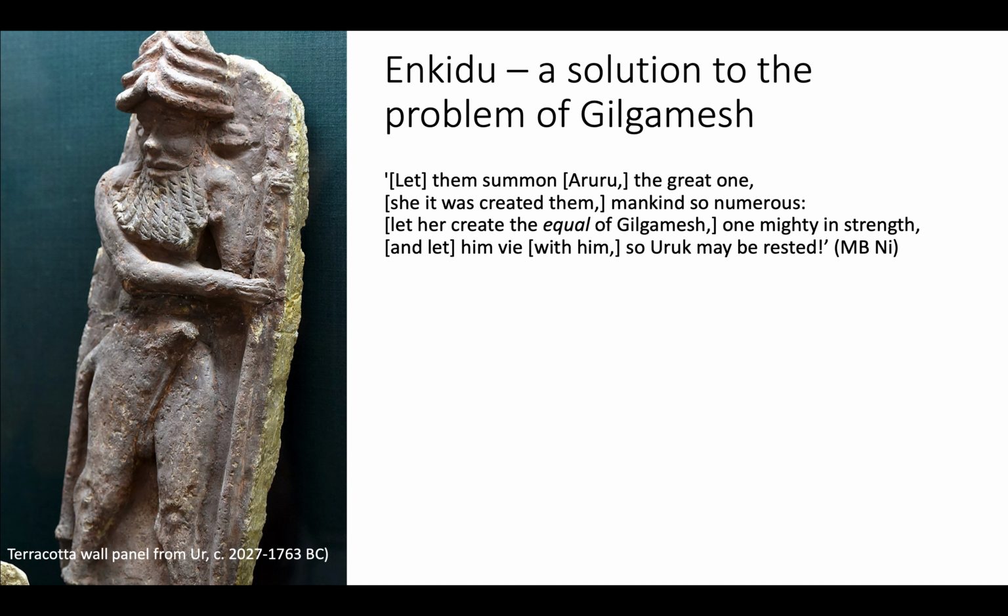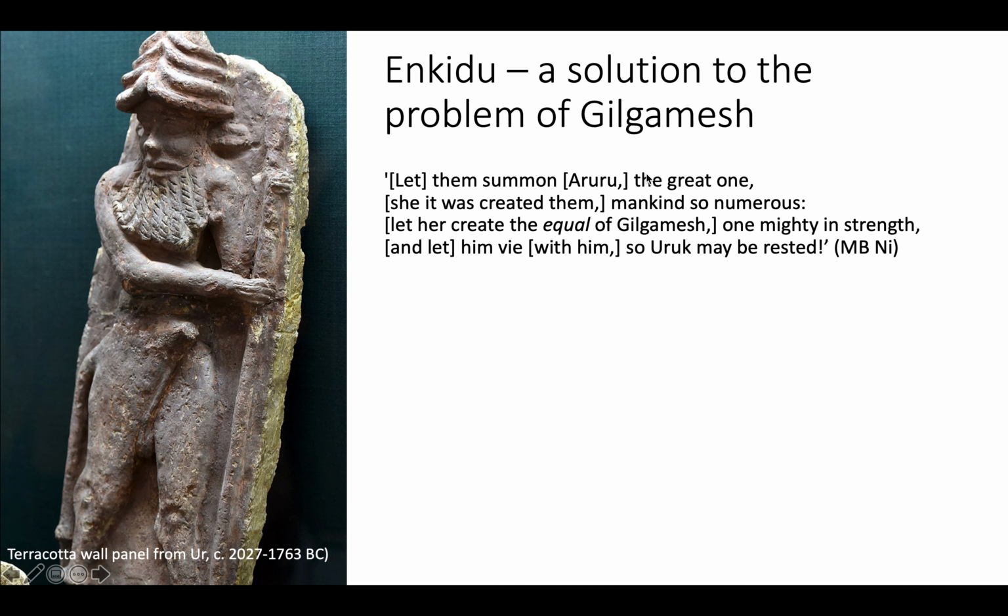Okay, so here's where we learn about the problem of Gilgamesh. Oh, so we're quoting some people here. I think these are the common folks. "Let them summon Aruru, the Great One. She it was created them, mankind so numerous. Let her create the equal of Gilgamesh, one mighty in strength, and let him vie with him, so Uruk may be rested." Okay, so there's some people asking to summon Aruru, who is this great goddess who created mankind.